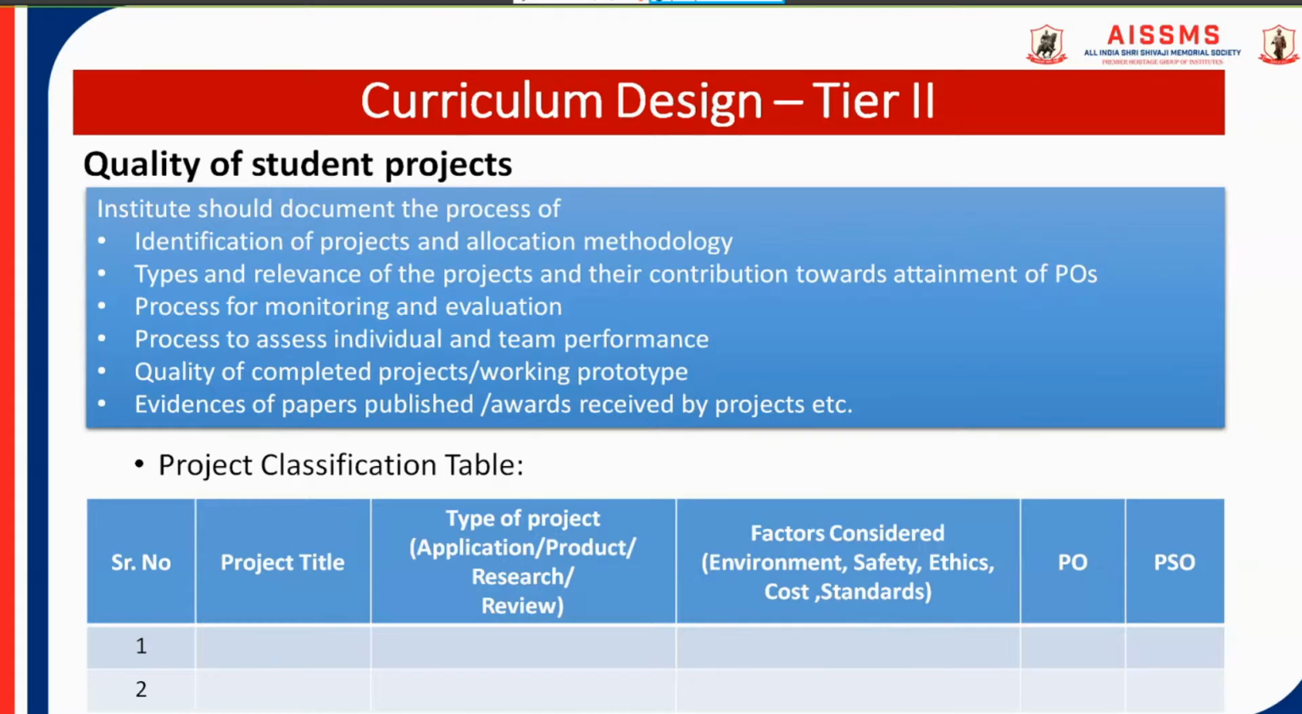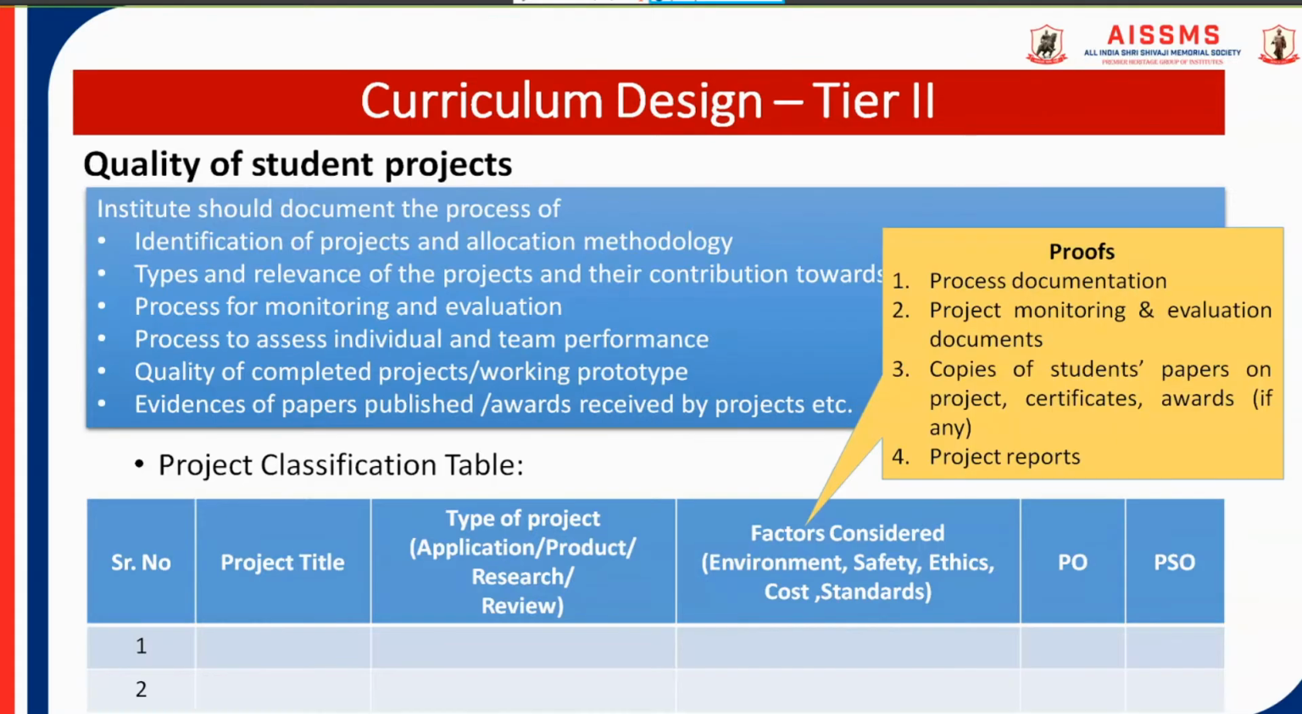The classification table has been given over here, where we are supposed to understand how the POs and PSOs are being satisfied. As proof, what are the things we require in this? Process documentation, project monitoring document, copies of the students' project reports, certificates, project reports. These are the documents which can be kept as proofs for the students' projects.